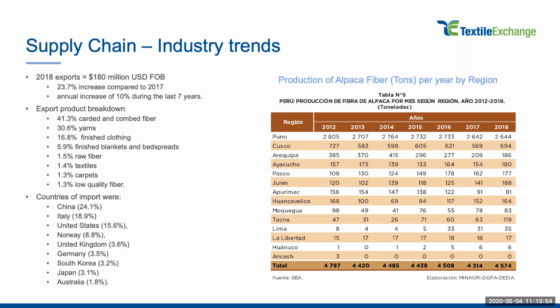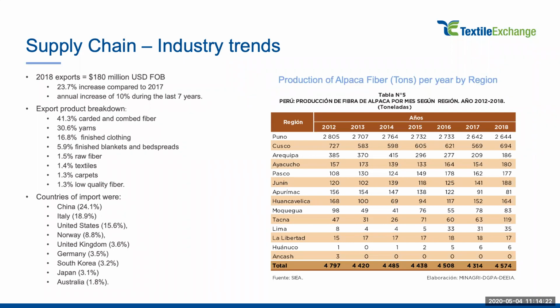When you're looking at the product breakdown, it's mostly carded and combed fiber and yarns, and these are being exported for processing in other countries. And then as you go down the line with some finished clothing and raw fibers, carpets, low quality fiber. The main countries of import listed below, mostly China and Italy, and then some coming to the US, Norway, and so on. The chart on the right is from the Ministry of Agriculture of Peru.